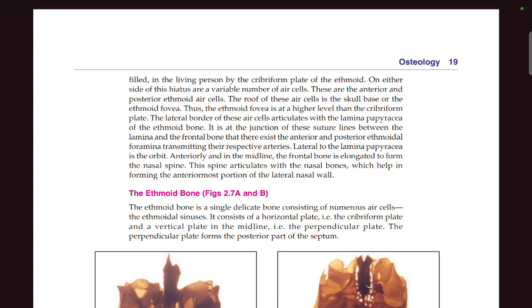The lateral border of these air cells articulates with the lamina papyracea of the ethmoid bone. It is at the junction of these suture lines between the lamina and the frontal bone that there exist the anterior and posterior ethmoidal foramina transmitting their respective arteries. Lateral to the lamina papyracea is the orbit. Anteriorly and in the midline, the frontal bone is elongated to form the nasal spine. This spine articulates with the nasal bones, which help in forming the anterior most portion of the lateral nasal wall.